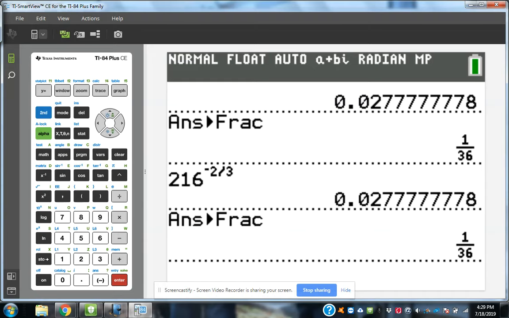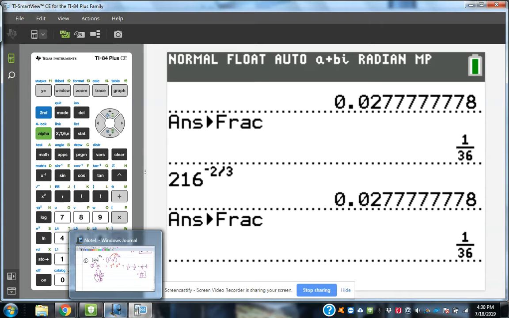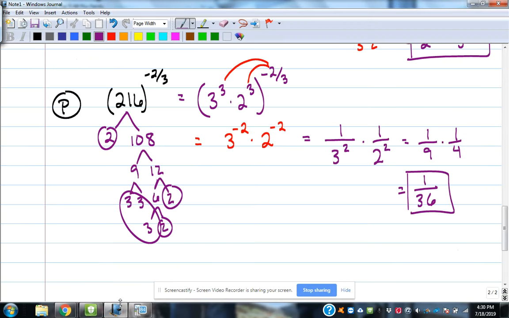So you get that answer and don't hit anything, just hit math, enter, and it'll change it to a fraction for you. If it's not possible, it won't do it. So there are scenarios where it can't change it.